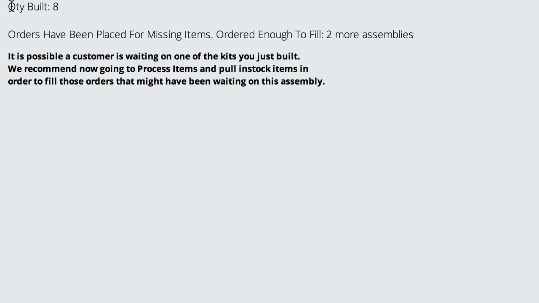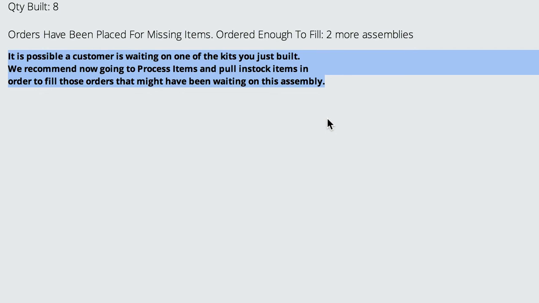And what we see here is that the quantity built is 8, and it says that the orders have been placed for the missing items, and it ordered enough to fill 2 more assemblies. Now, you'll also notice this note here that is telling you that it's possible that you have customers that are waiting on these assemblies to get built. In other words, we may have some special order customers that were waiting on those assemblies to actually get built.